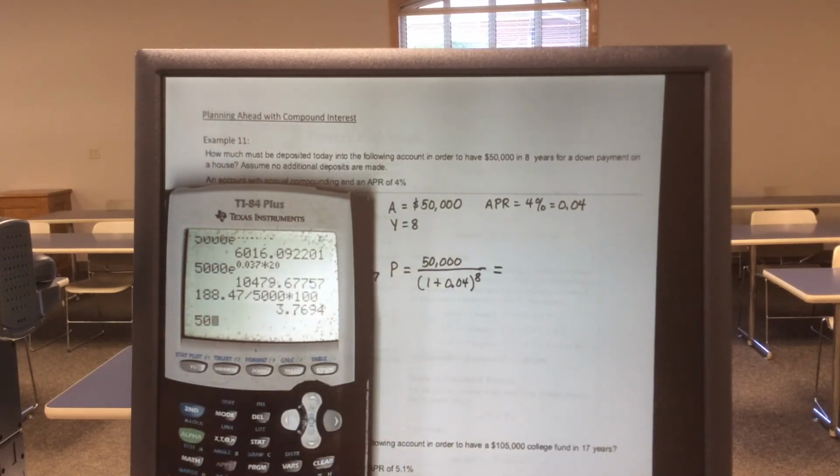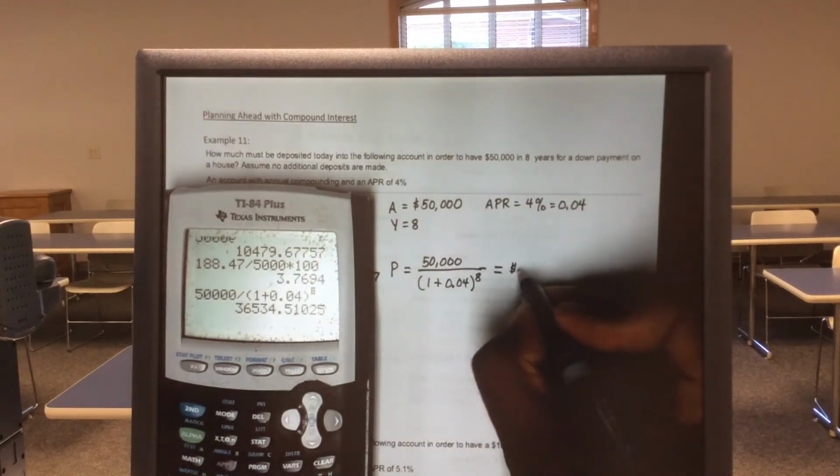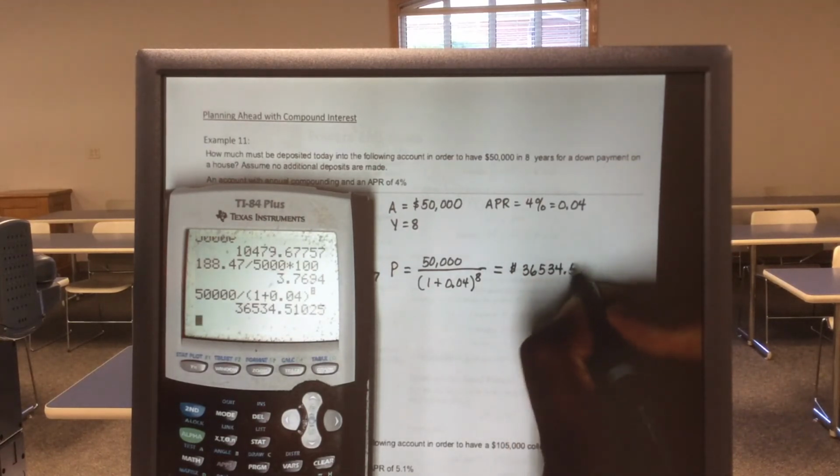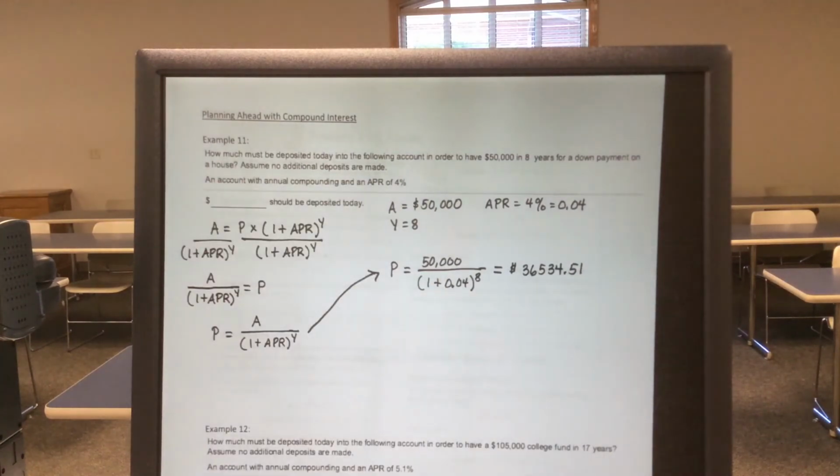So here's what I'm going to do. 50,000 divided by, and then left parenthesis, 1 plus 0.04, close parenthesis. That's going to be raised to the 8th power, and then hit enter. Now we're going to do this in dollars and cents, so that means to 2 decimal places, I would need $36,534.51. I have to deposit that much today in order to get $50,000 in 8 years at an annual compounding of 4%.